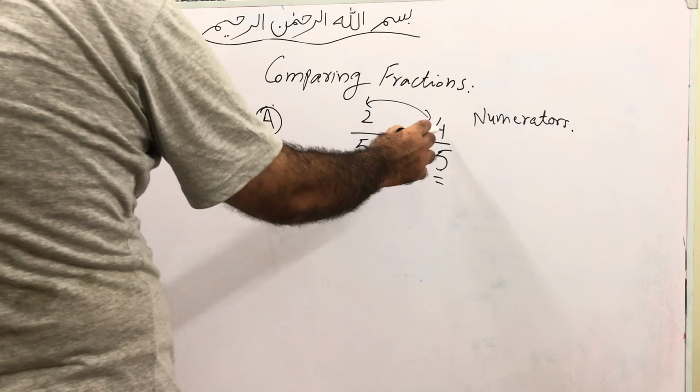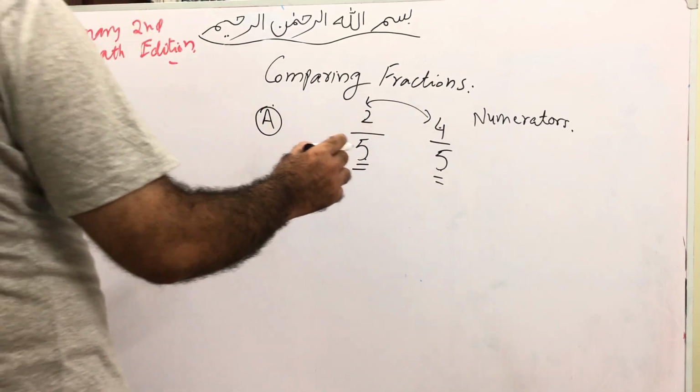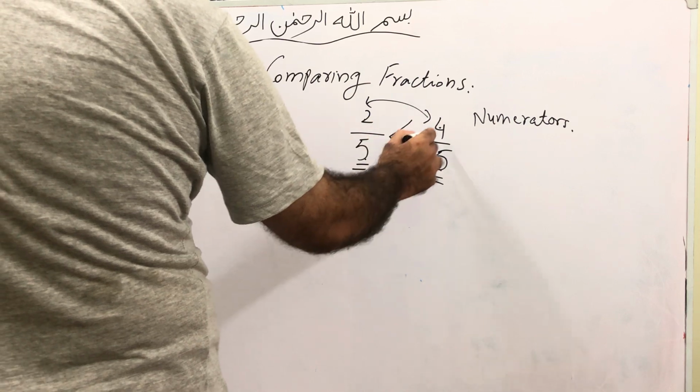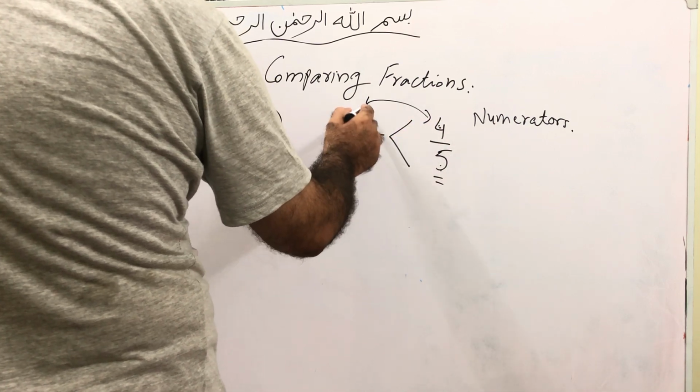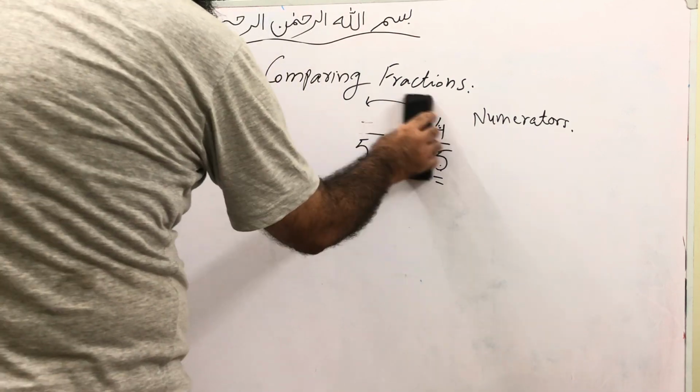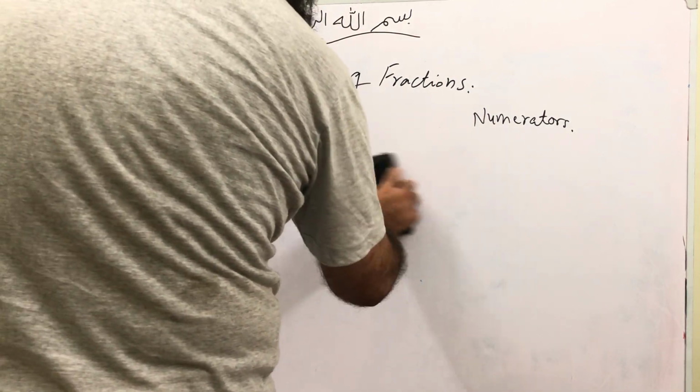Here we see 4 is greater than 2. So it means this fraction is greater. So we will put it like this: 4 over 5 is greater than 2 over 5. This is the simplest thing that we have even done before.